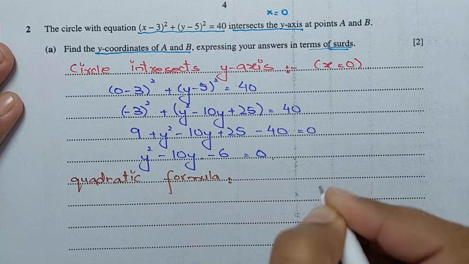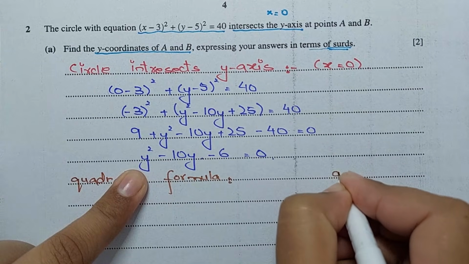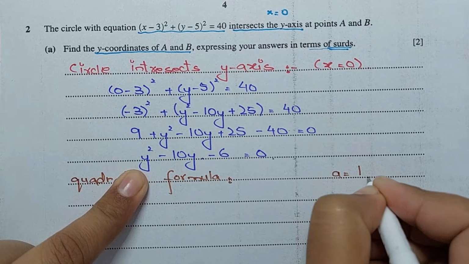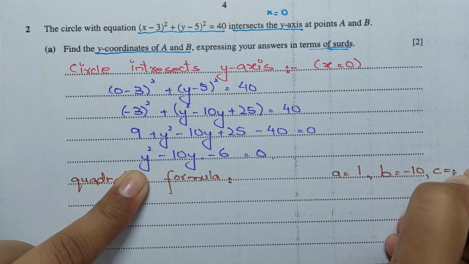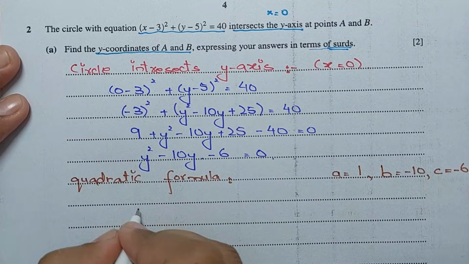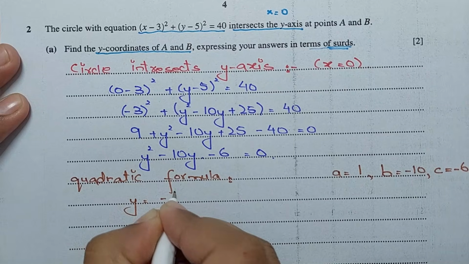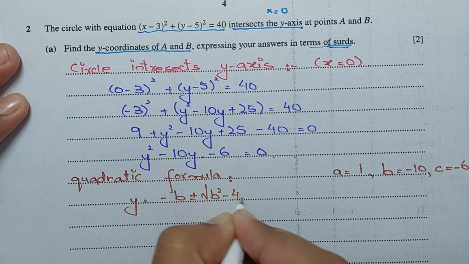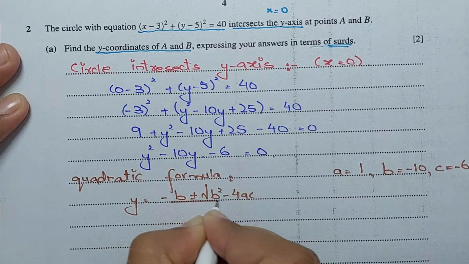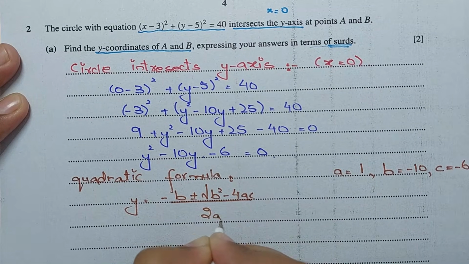So for the quadratic formula, we need the values for a, which is the coefficient of y squared, b, which is the coefficient of y, and c, which is the constant term. And the quadratic formula is y equals negative b plus or minus the square root of b squared minus 4ac, divided by 2 times a.